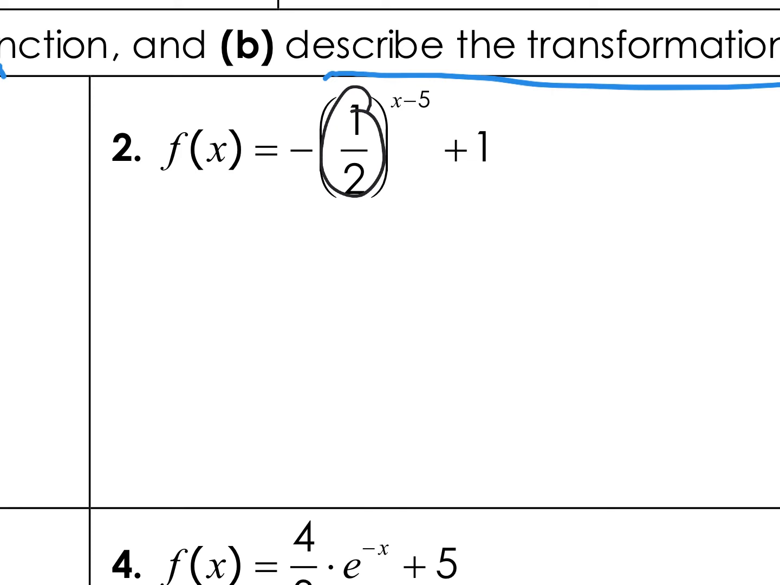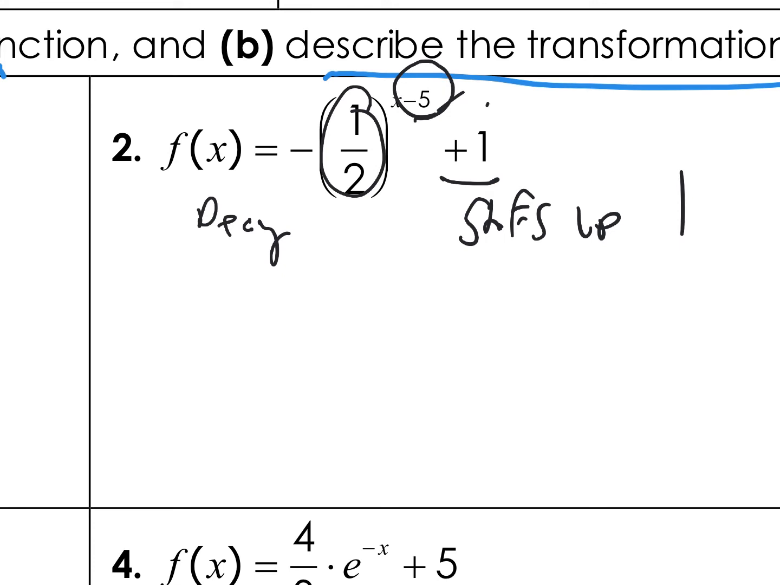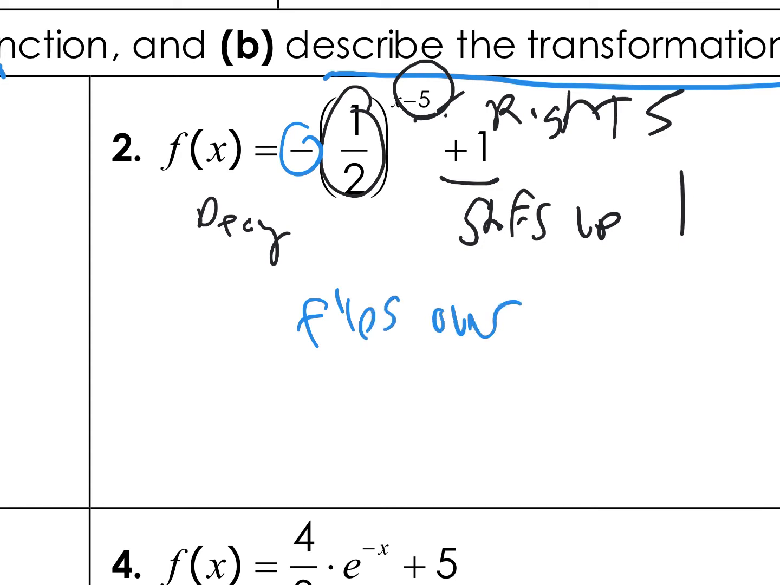This is less than 1, so it's a decay. What happens to this decay? It shifts up 1 and it shifts right 5. And what does this do? Flips over the x-axis. Okay, there's a lot to chew with this page.